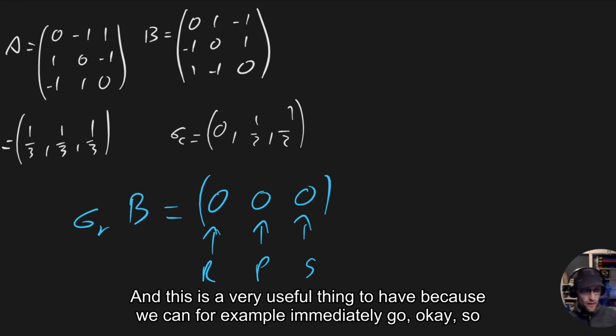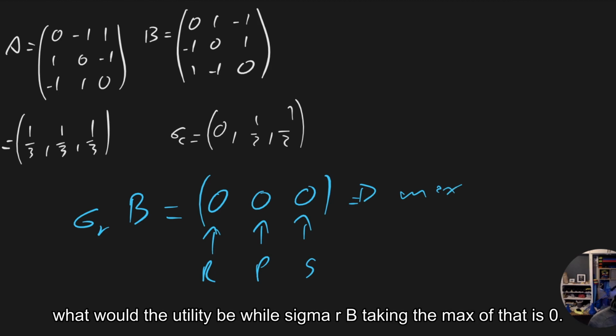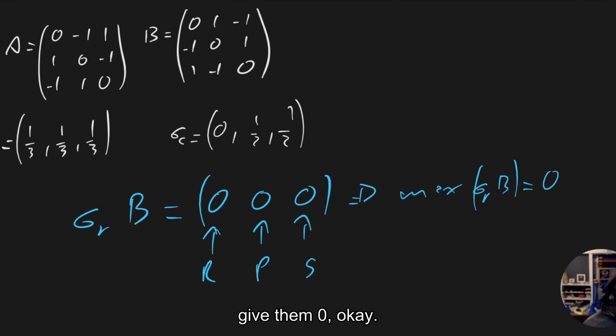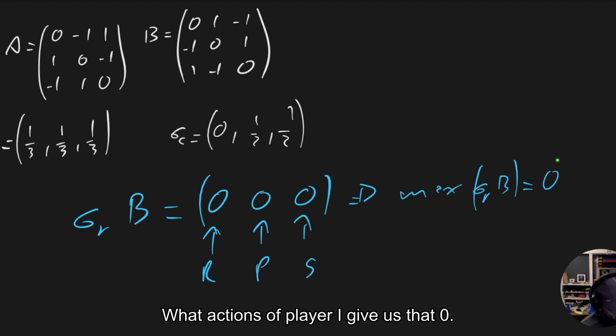And this is a very useful thing to have, because we can immediately go, okay, so what is the best possible action choice, not strategy choice, but action choice, which is, what would the utility be? Well, sigma rb, taking the max of that, is 0. So the best possible choice a column player can make is to choose an action which will give them 0. Okay? And now what we want to know is what values of this particular sigma c give us that 0. What actions of player I give us that 0?